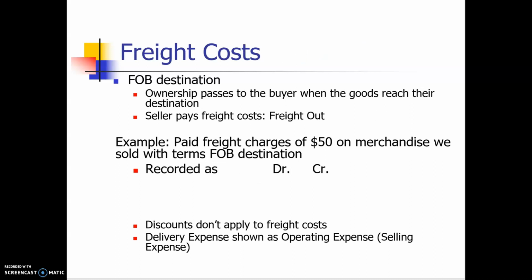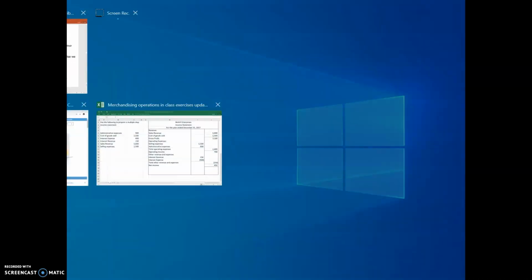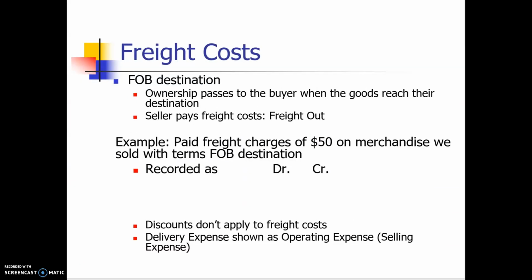If the terms are FOB destination, that means the ownership doesn't pass from the seller to the buyer until the goods get to the buyer. So the seller owns the goods while they're on the truck, so the seller has to pay the freight costs when it's FOB destination. So let's say we're the seller, we paid freight charges of $50 on merchandise we sold with the terms FOB destination. This will be a delivery expense. Debit delivery expense, credit cash.